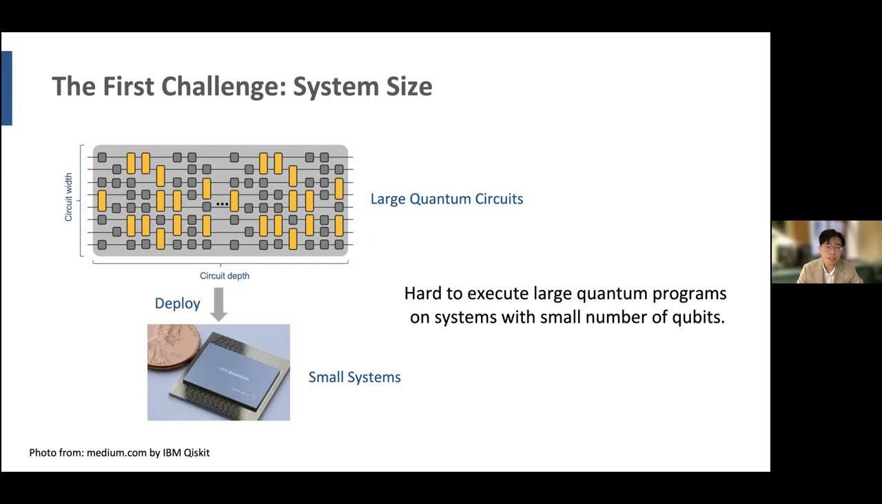So the first challenge is system size. Quantum computers have a limited number of qubits, from tens of qubits to hundreds of qubits at the moment. The small system size makes it difficult to execute large quantum programs simply because they won't fit.